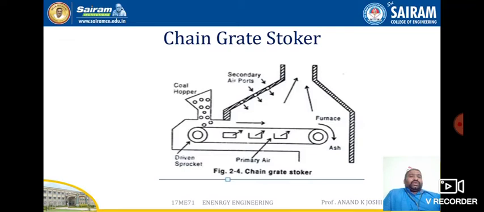Hello students, welcome. With the continuation of module 1, we are going to discuss the concept of the chain grate stoker. So here in this figure we are seeing a chain, an endless chain which forms the support of the fuel bed, and this chain is made up of cast iron links connected by pins. This chain is held over two sprockets.